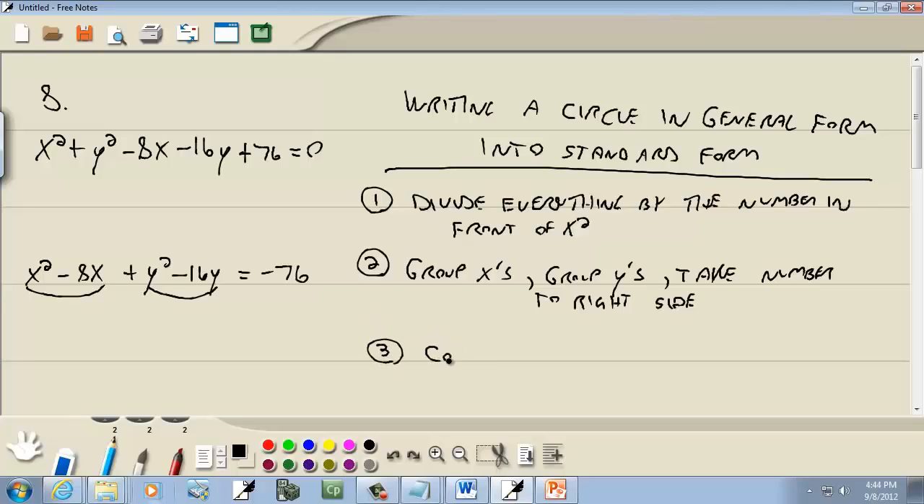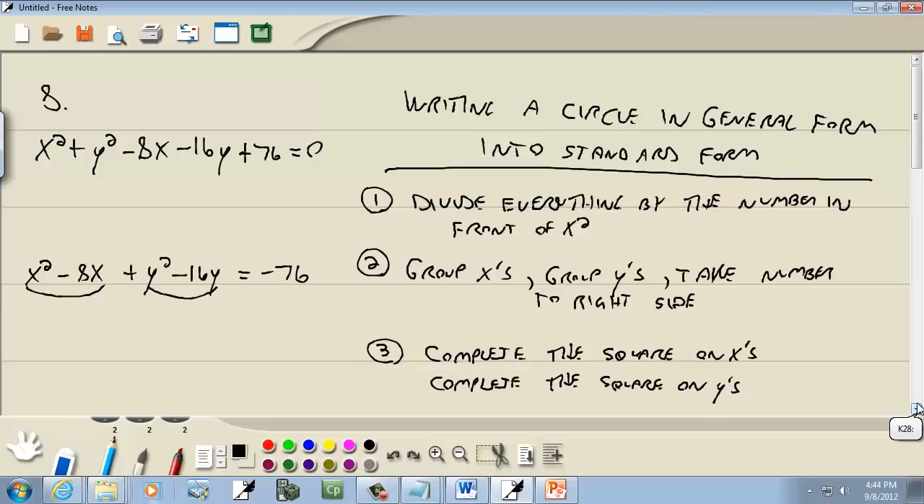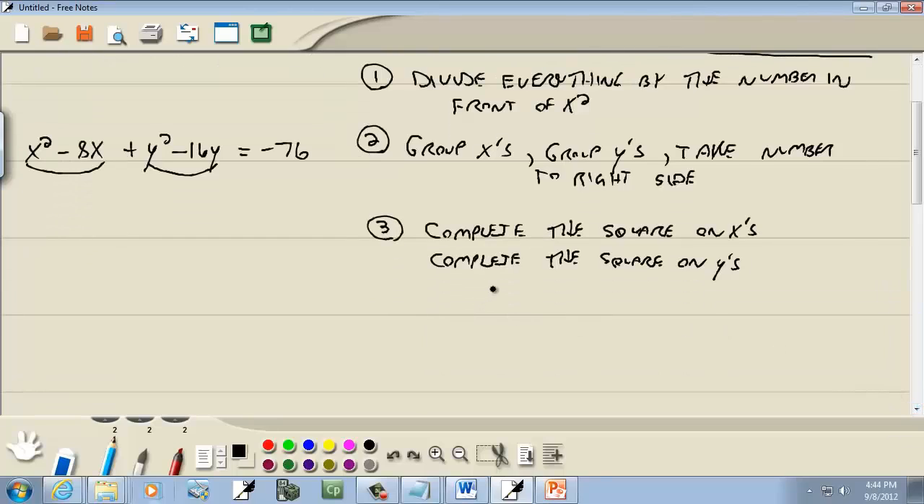Well, step 3. Complete the square on the x's and complete the square on the y's. And let me do part of it here.